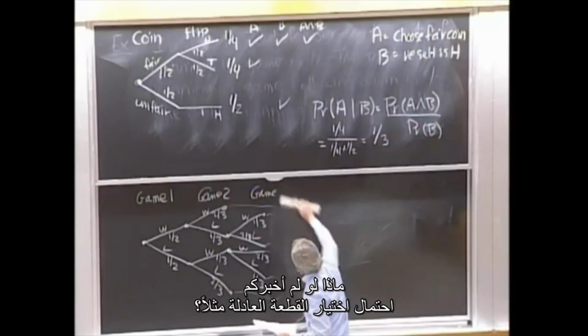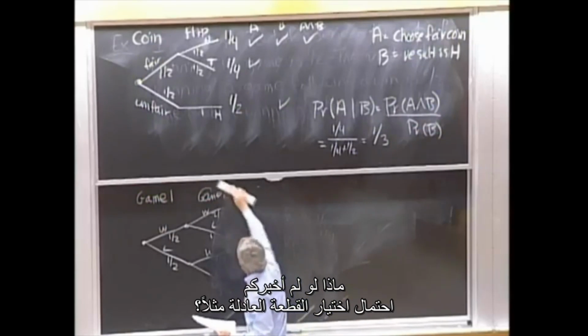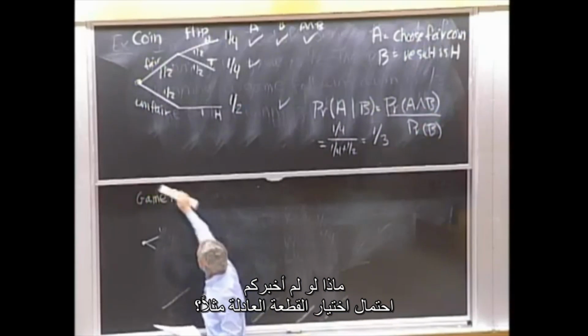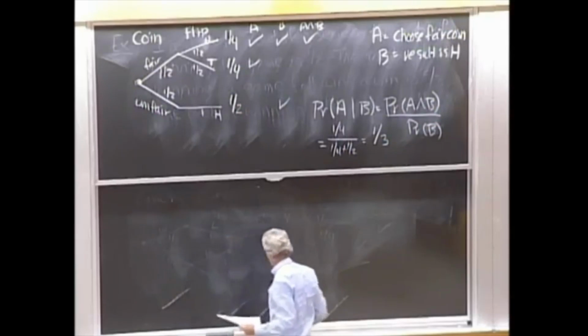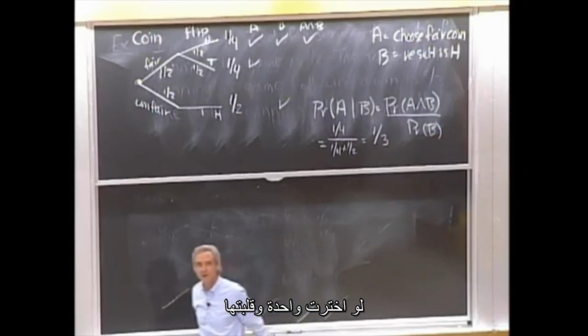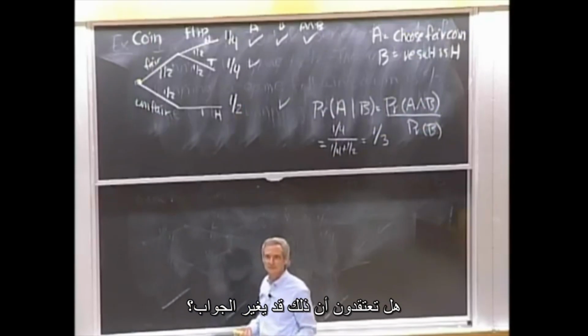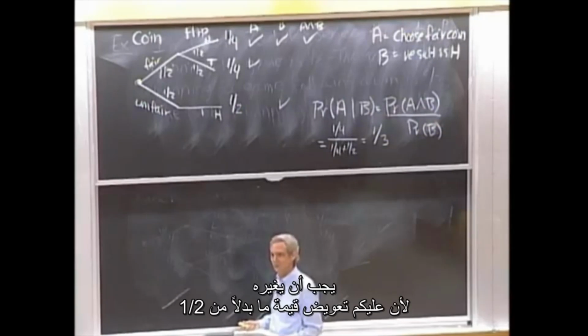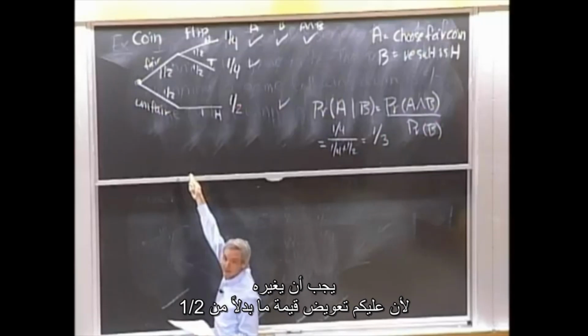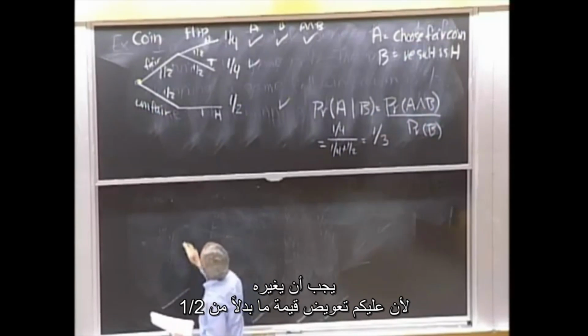For example, what if I hadn't told you the probability that I picked the fair coin? I just picked one and flipped it. Think that'll change the answer? Should, because you've got to plug something in there for the 1/2 for this to work. So let's see what happens.